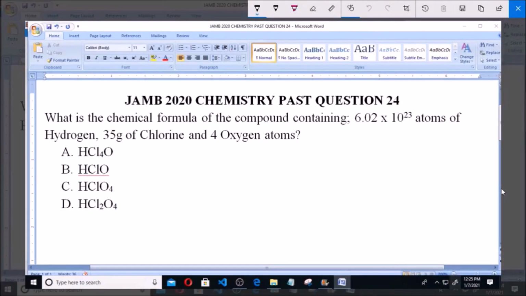I will be answering JAMB 2020 Chemistry Past Question 24. What is the chemical formula of the compound containing 6.02 times 10 to the power of 23 atoms of hydrogen, 35 grams of chlorine, and 4 oxygen atoms?